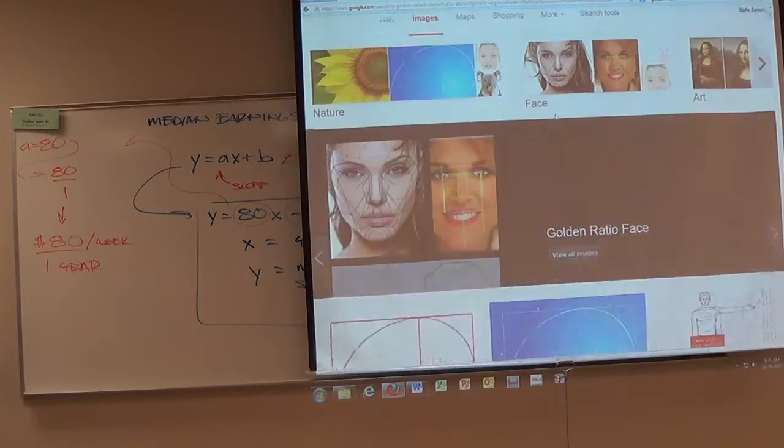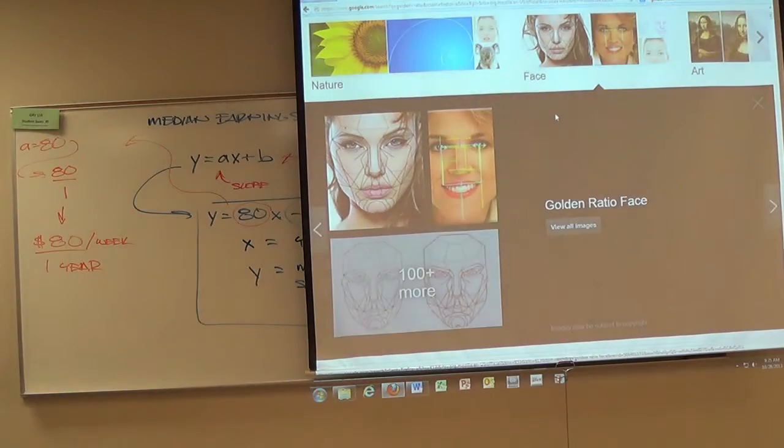Oh, here's a cool look at it. If you look at the human face, I've never seen this one before, actually, this is kind of slick. If you look at certain lines on the human face, those certain sequential lines are in the golden ratio.